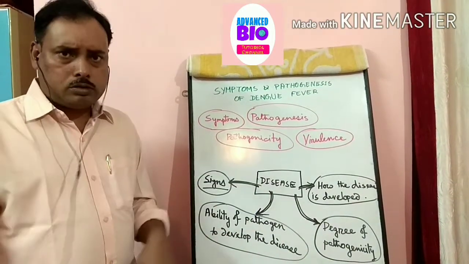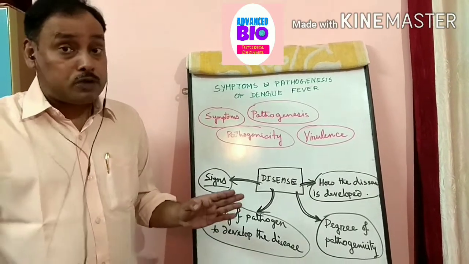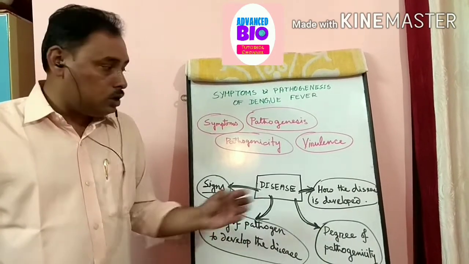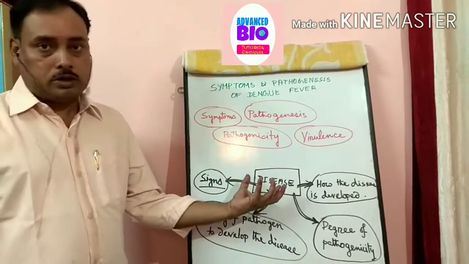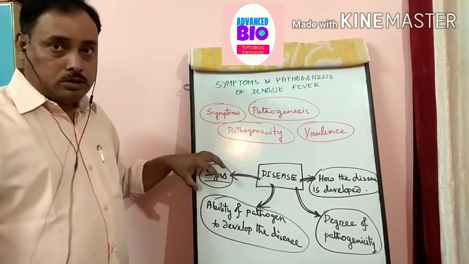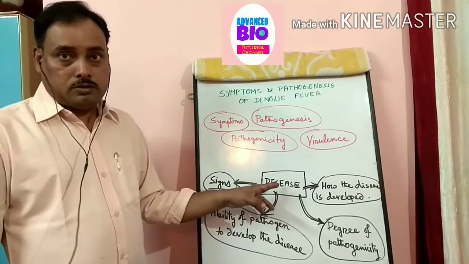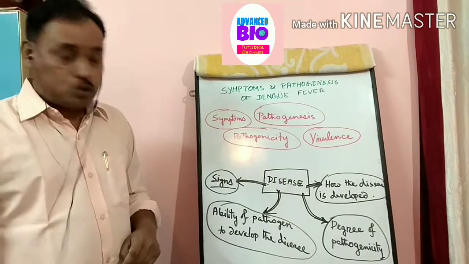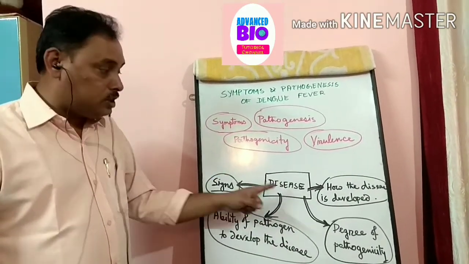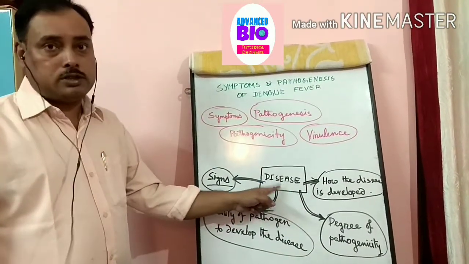Suppose this is the disease. Whatever it may be, that must be a pathogenic disease, because disease may be of different types. That may be genetic disease or physiological disease. We consider only the pathogenic disease. Suppose the signs which are manifested for this disease are known as the symptoms. So this sign can be regarded as the indication of this disease. So these signs are the symptoms of this disease.